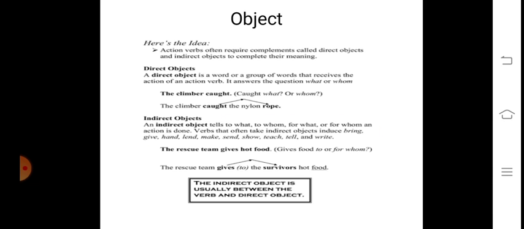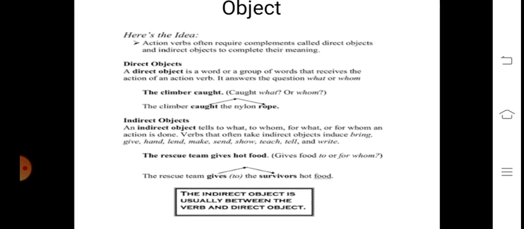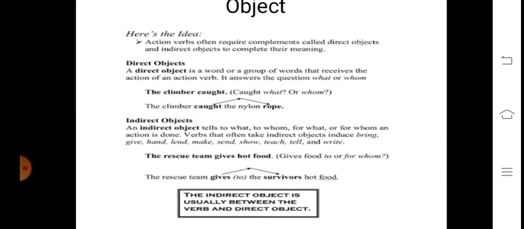Now, what is an object? An object is the receiver of an action performed by the action verb. Here's the idea. Action verb. Children, you all must know a verb is an action word. Of course, it tells us tense also, but action words require an object. So, it requires complements called indirect objects and direct objects to complete their meaning. Now remember one thing, an object is always a receiver of the action.